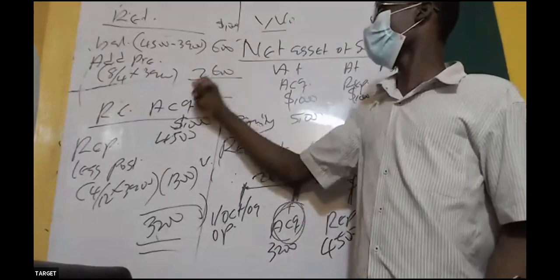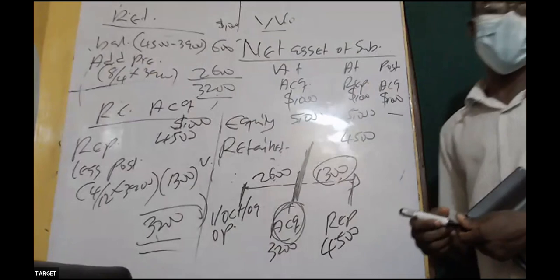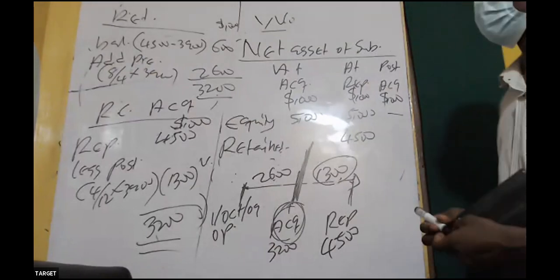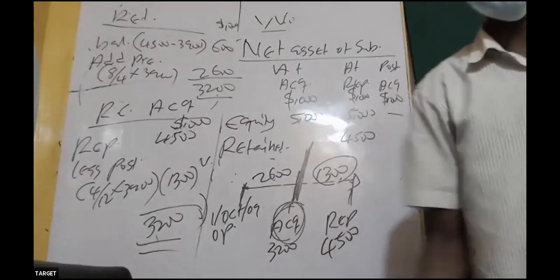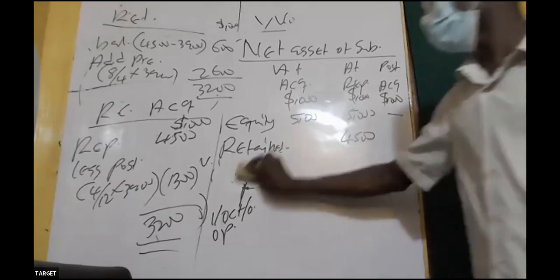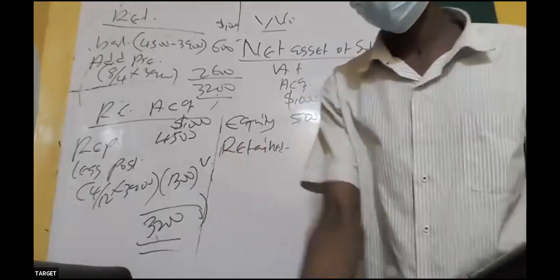Add, what do you get? 3,200. So whichever method or whichever way you are coming from, the final answer needs to be what? The same. So I'm done with this retained earnings at the state of acquisition. So with the computation, kindly take one.